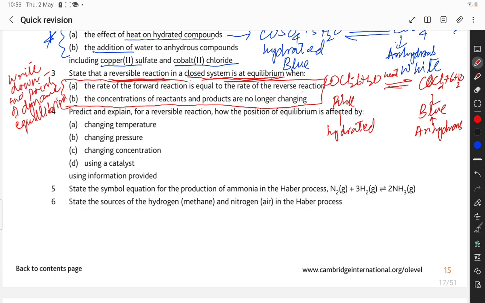The rate of forward reaction is equal to the rate of reverse or backward reaction. The concentration of reactants and products are constant or no longer changing.